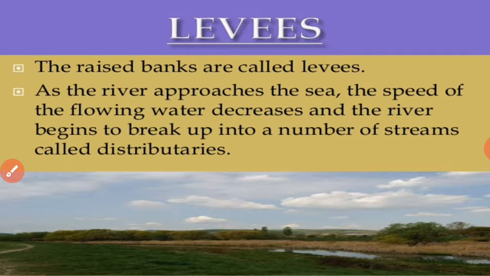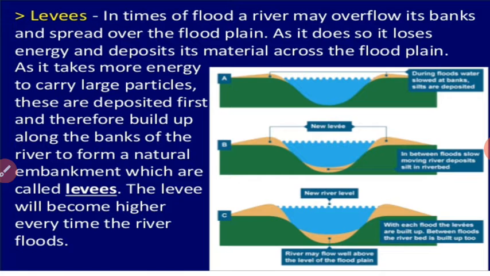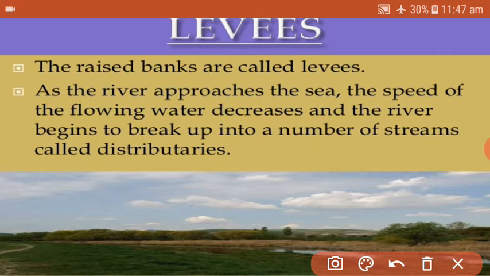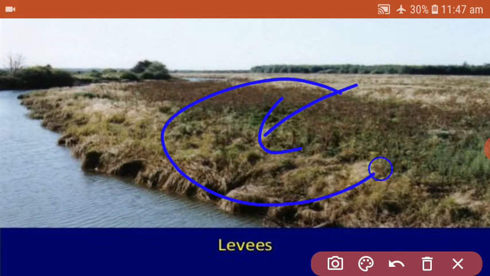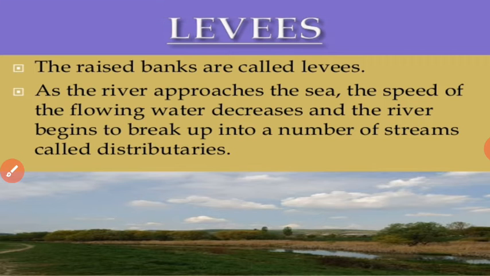The raised banks are called levees. In the 1 mark definition you have the easiest answer available: the raised banks. So here you can find the raised bank. In this picture, this is the area of raised bank, and that is known as levees.